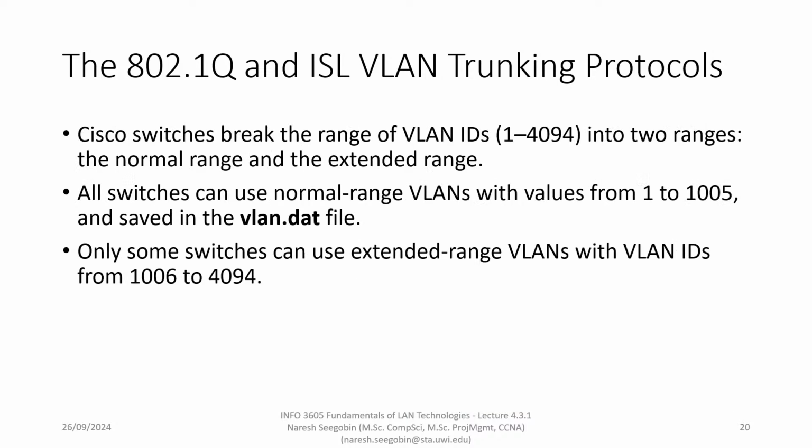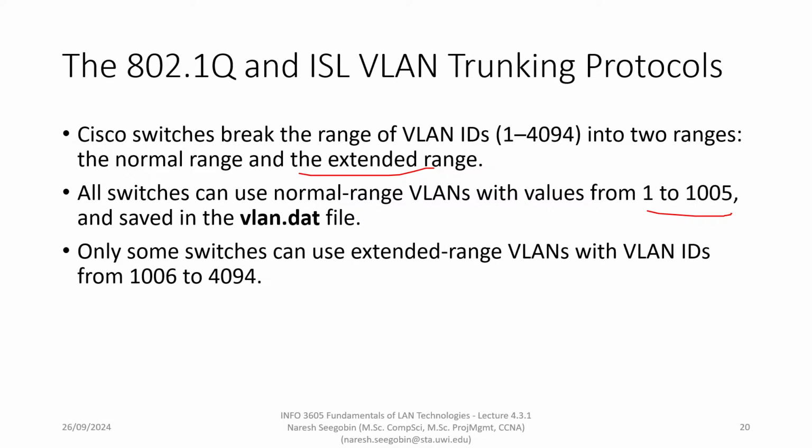Right, so to break down the two ranges, normal range and extended range, as I mentioned before. The normal range is 1 to 1,005. I think up to 1,001, 1,002, 1,003 are reserved for special purposes of Cisco, so you don't really see those being used. So maybe up to VLAN 999 you could use, but after that there's a reserve, so you don't use it for that purpose.